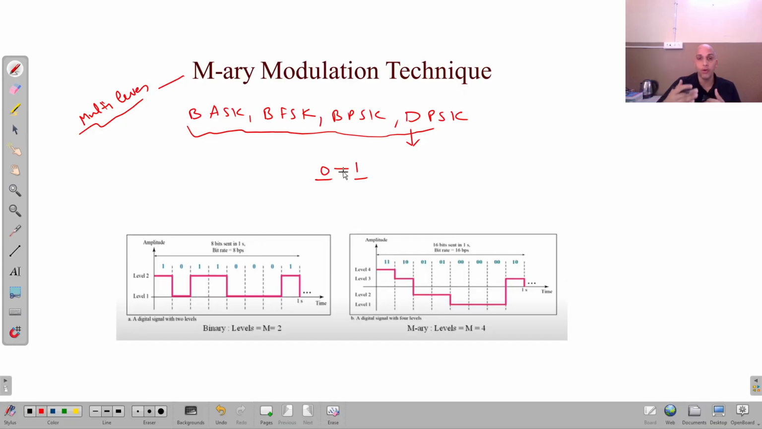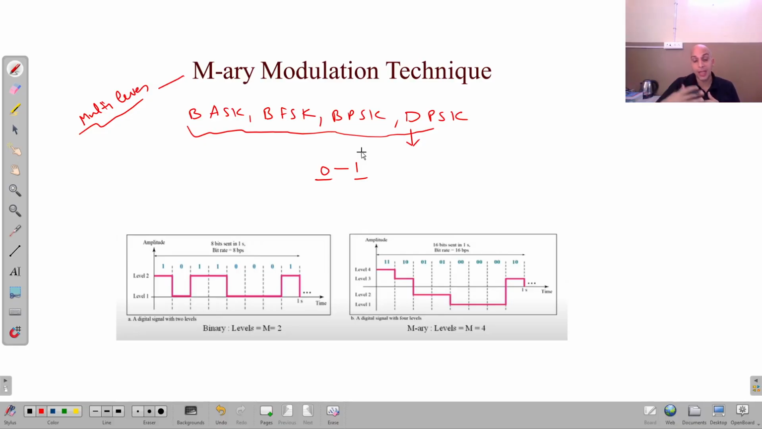We were using only 2 bits, 0 and 1, right? So we can say 1 bit per sample. That's why it was called a binary shift keying technique. But now we are going to use more than 1 bit. So it can be 2 bits, 3 bits, or 4 bits, depending upon the requirements. So why is it required? The question arises, why are we going for multi-level shift keying techniques?